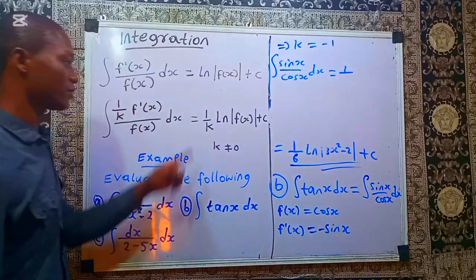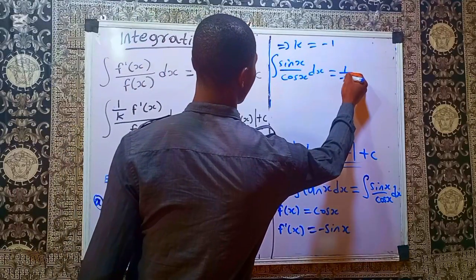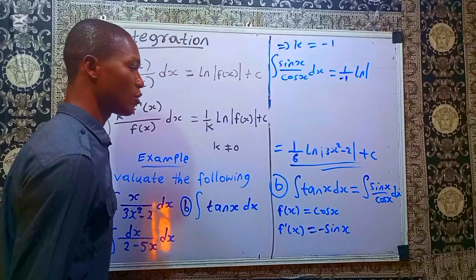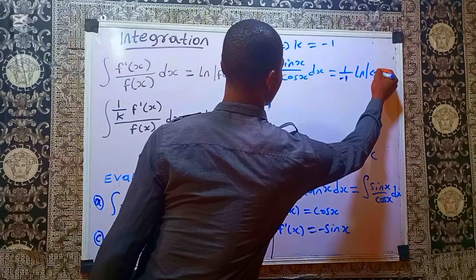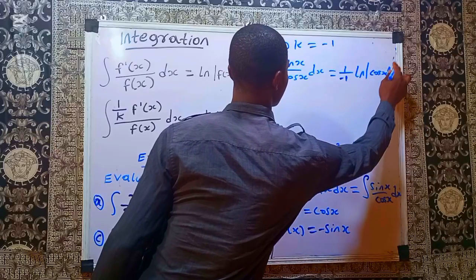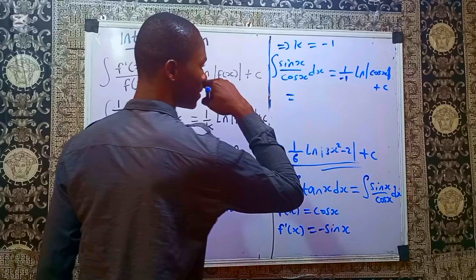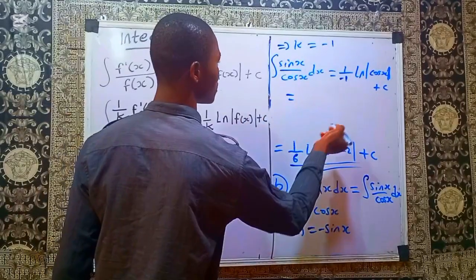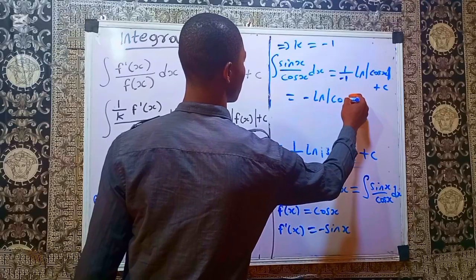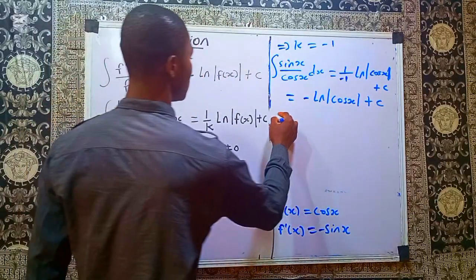So the integral of sin x over cos x with respect to x will be, from the formula, 1 over k. Our k is minus 1. So 1 over minus 1 times ln of the absolute value of our function f, that's cos x, plus the constant of integration c. So this 1 over minus 1 is minus 1. So this is just negative ln of the absolute value of cos x plus c.